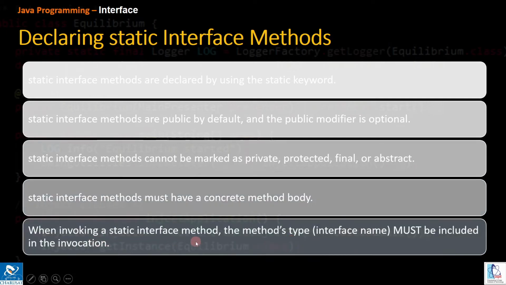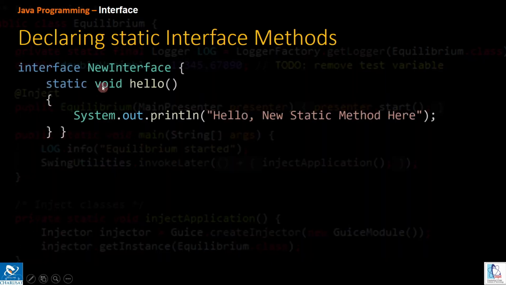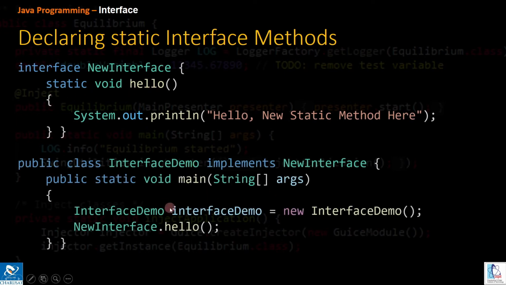And when invoking a static interface method, the interface name must be included in the invocation. Obviously, while we refer to a static member, at that time we specify the name of the entity. It could be either an interface or a class. So here, let's see the example. Consider that we have a new interface with the static method, static void hello, and how this could be used or referred.